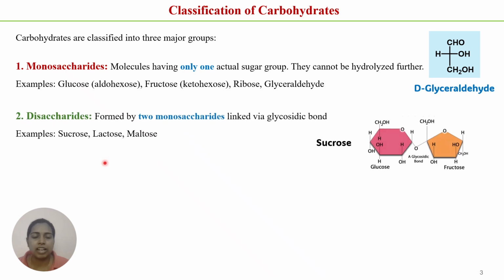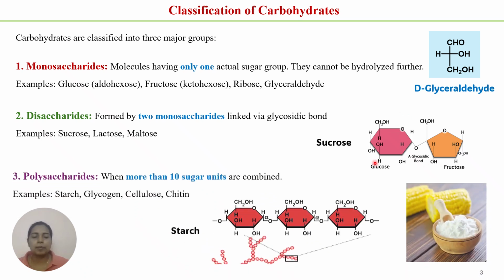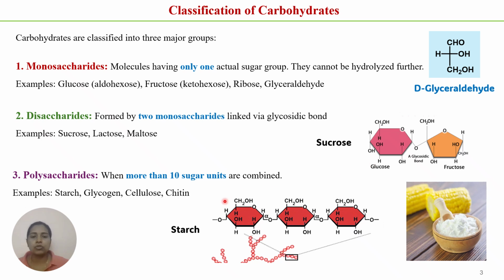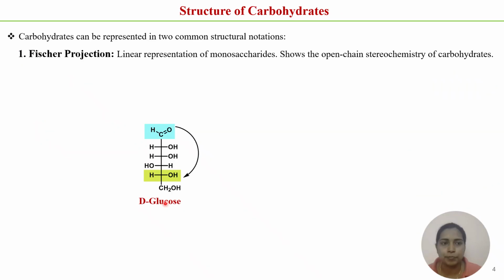Next one is the disaccharides. When two monosaccharides are linked via a glycosidic bond, then this is called disaccharides, such as sucrose, lactose, maltose. And the last one is the polysaccharides. When more than two sugar units are combined to each other, then this is called polysaccharide. Examples include starch, glycogen, cellulose, chitin.